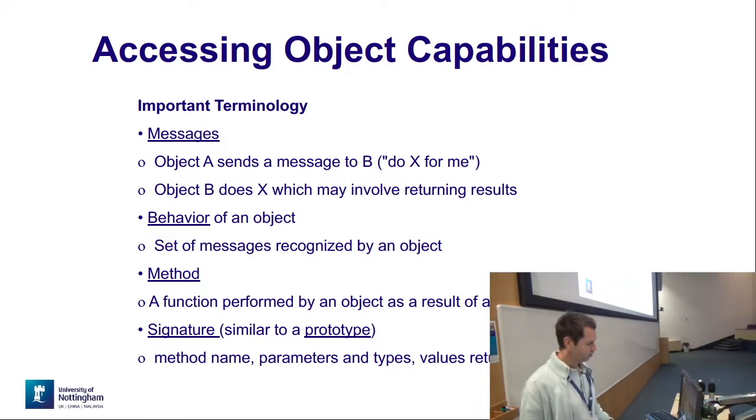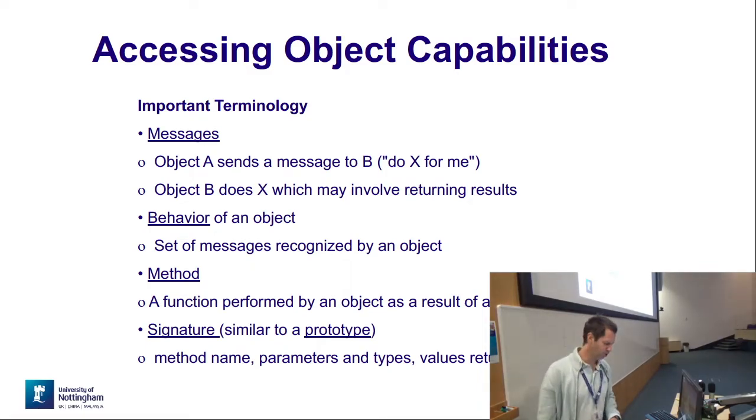We also have this term behavior. How does an object behave? The object behavior is the set of messages contained in the object, or recognized by the object. We use the term behavior to describe that object. A method is a function performed by an object as a result of a valid message.